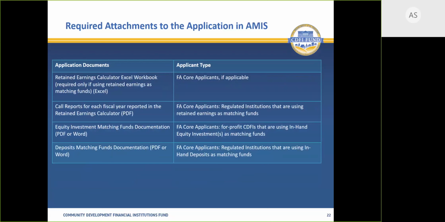This slide pertains to our FA core applicants, as we'll be needing to submit matching funds information. If you are using retained earnings for your matching funds, there is a retained earnings calculator Excel workbook available through that Step 2 Apply website that Andrew showed us at the beginning. If you need that, you'll also upload your call reports. And if you have any equity investments or deposits, you'll need to upload specific matching funds documentation. On the website, there is a whole additional set of guidance specific around matching funds, which contains a lot of the details to the answers of common questions.